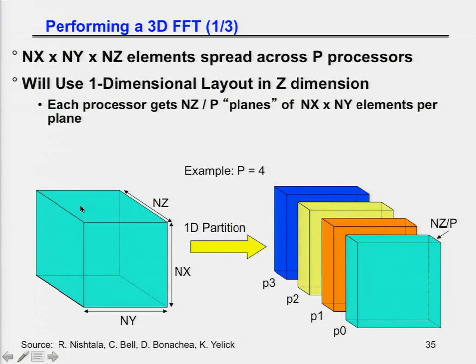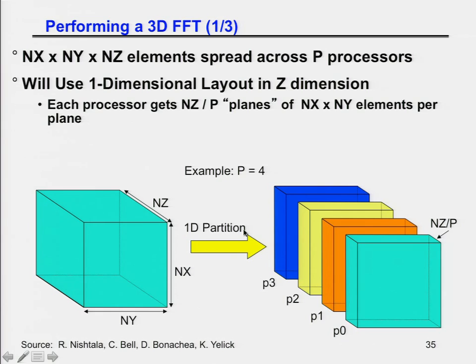So here is the 3-dimensional picture of how the 3-dimensional FFT works. I have this 3-dimensional brick of data, nx by ny by nz, and I want to do an FFT in every direction. So I want to do an nx-sized FFT, and how many of them are there? There are going to be nz times ny of them. And I want to do that in all 3 dimensions. The question is, what is the best layout?